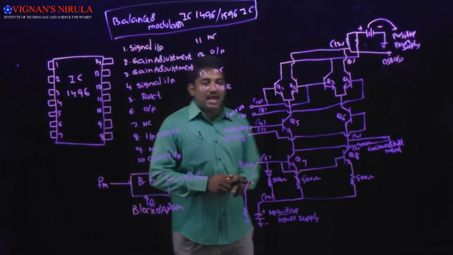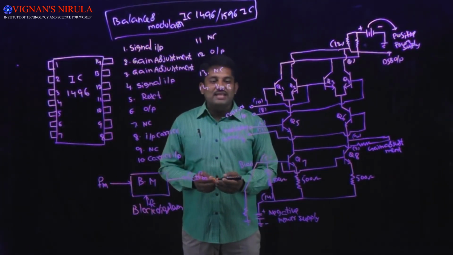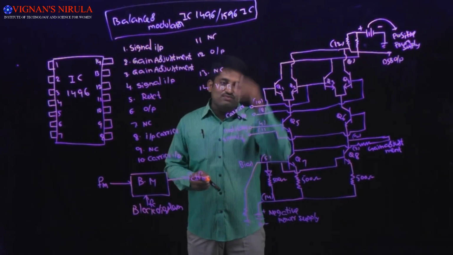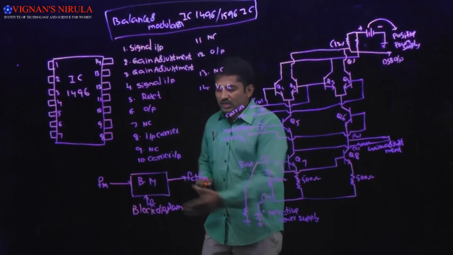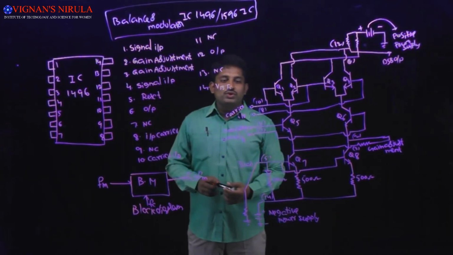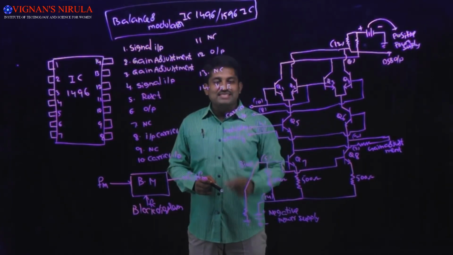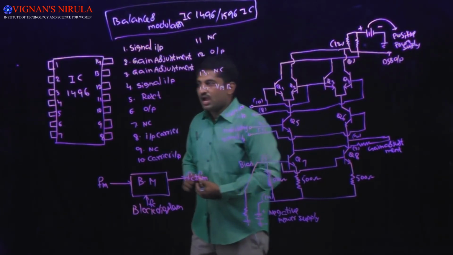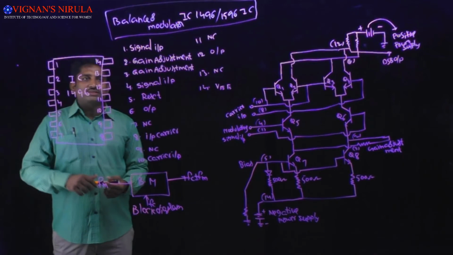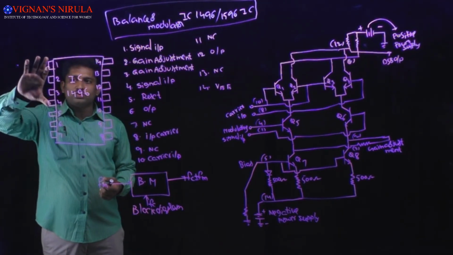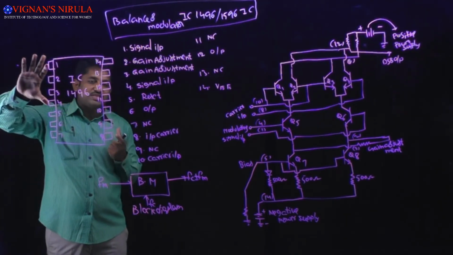Now I am going to explain IC 1496 or IC 1596, the IC version of the balanced modulator. Here I have shown you the 14 pin IC 1496, and if you observe the pin diagram, pins 1 and 4 are used to apply the input signal.